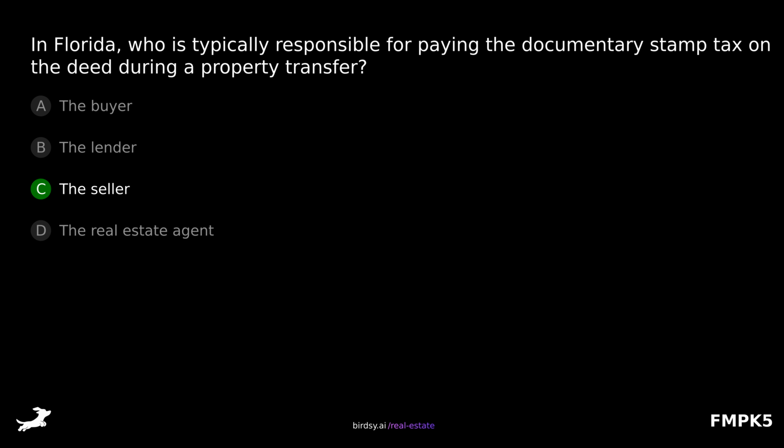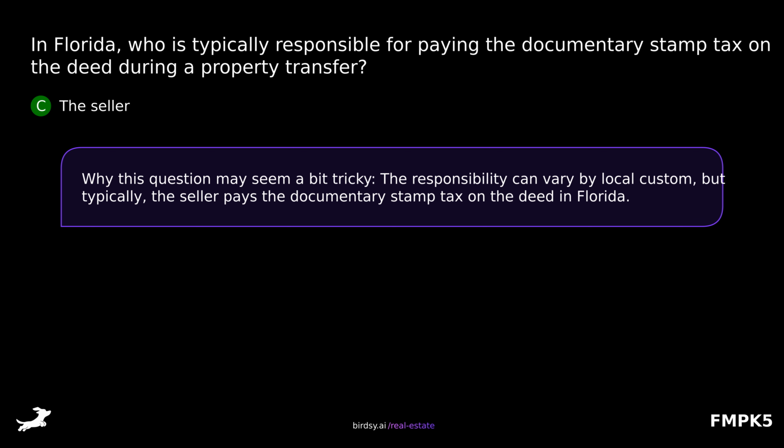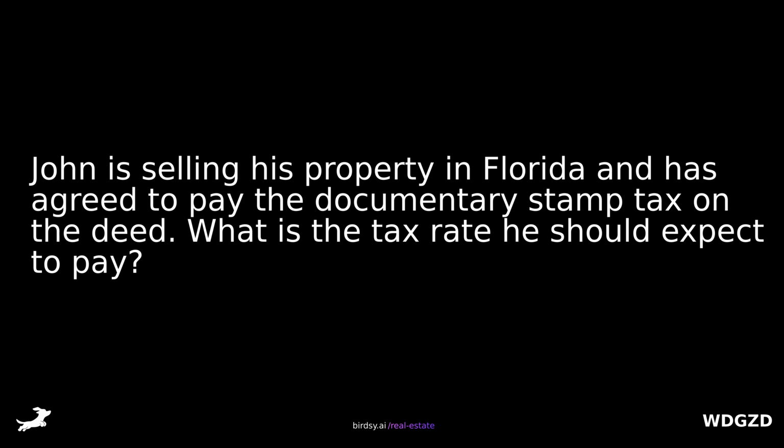The answer is C, the seller. Why this question may seem a bit tricky: the responsibility can vary by local custom, but typically, the seller pays the documentary stamp tax on the deed in Florida. John is selling his property in Florida and has agreed to pay the documentary stamp tax on the deed. What is the tax rate he should expect to pay?